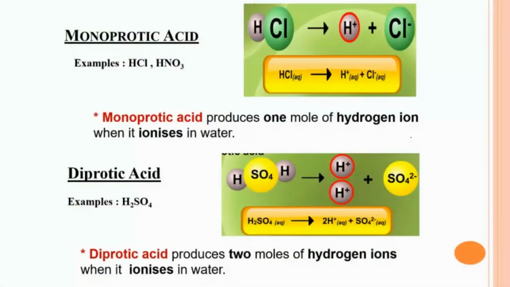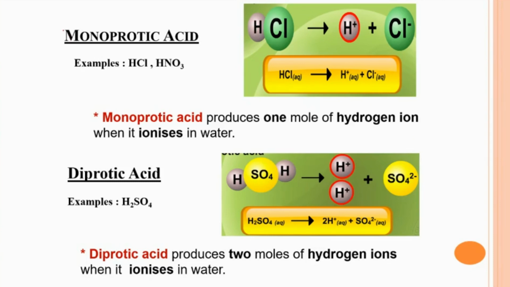Okay, next is under acid. Thank you. So more in the acid. Okay, so acid, we have two important terms.